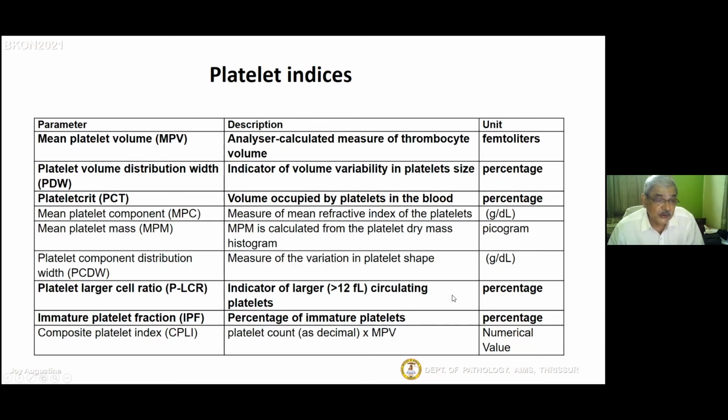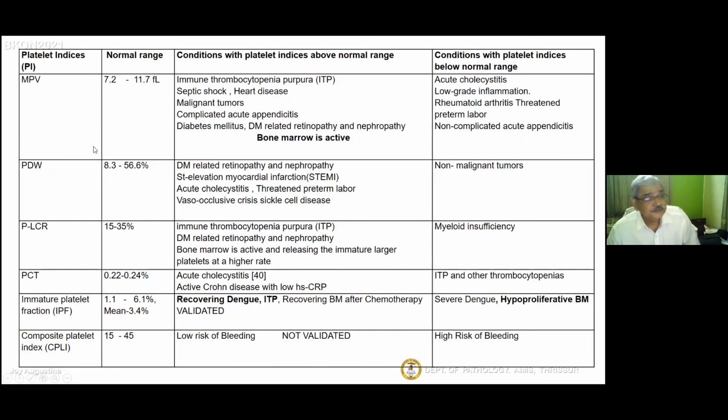I will just show you some of the normal values. The mean platelet volume is approximately 7 to 11, and ideally it should be 8. The lower value will be around 8, but the range is like this. The PDW is usually between 8.3 to 56.6%. The ideal normal value is around 25 to 35. The platelet large cell ratio is usually 15 to 35%. The ideal value would be around 20.